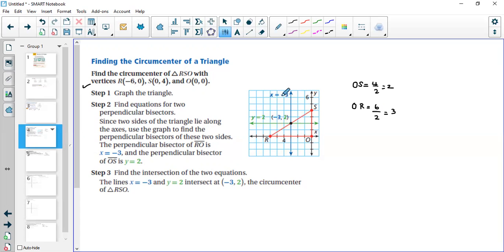So now you have found two equations. Where is the point at which they both meet? That's -3 and 2. So the circumcenter for the triangle is going to be -3 and 2. When you do some more questions, you will definitely understand what you have to do. But for now, just remember, you have to find the center of this y-axis side and draw a horizontal line. If the line is horizontal, you will draw a vertical line and find the equation, right?